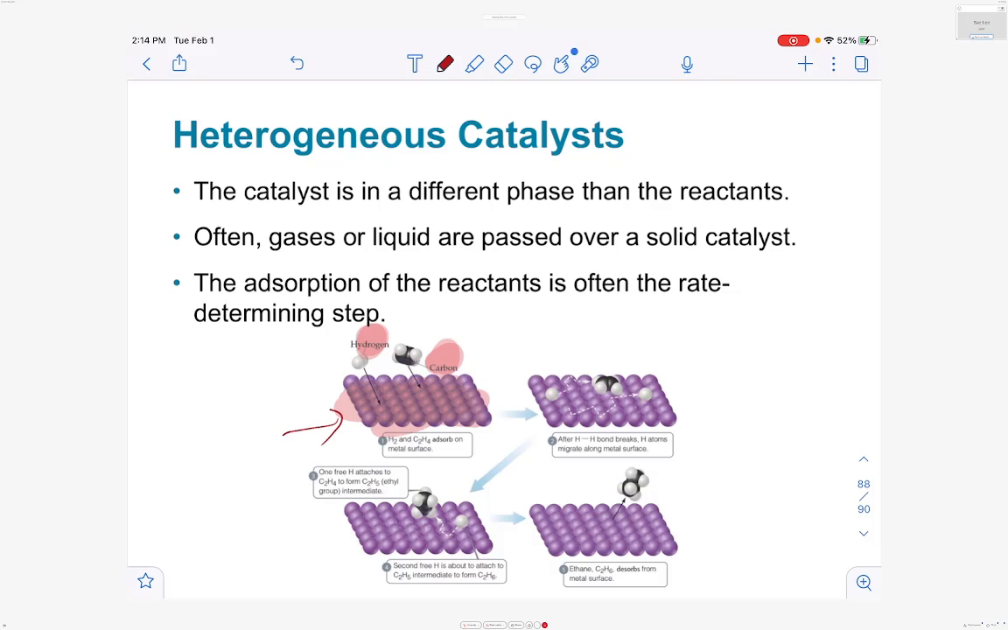Adsorption of the reactant is often the rate determining step, which means binding of these reactant molecules to the surface of the catalyst will govern how fast or slow the reaction can occur. So if the solid catalyst is in a finely powdered form instead of a solidified clump, more reactants will be able to react on this surface and faster reactions can occur.